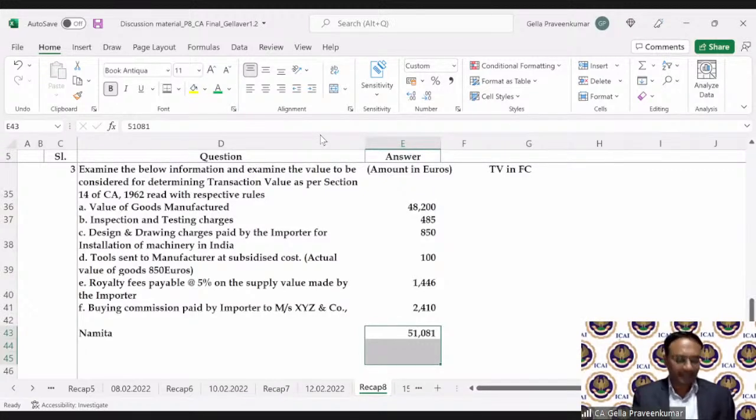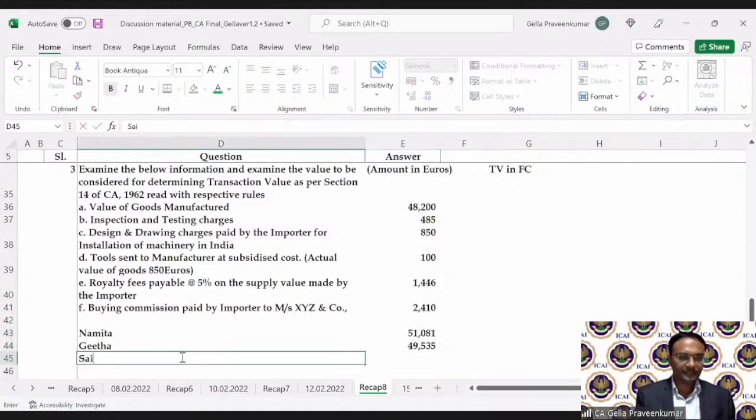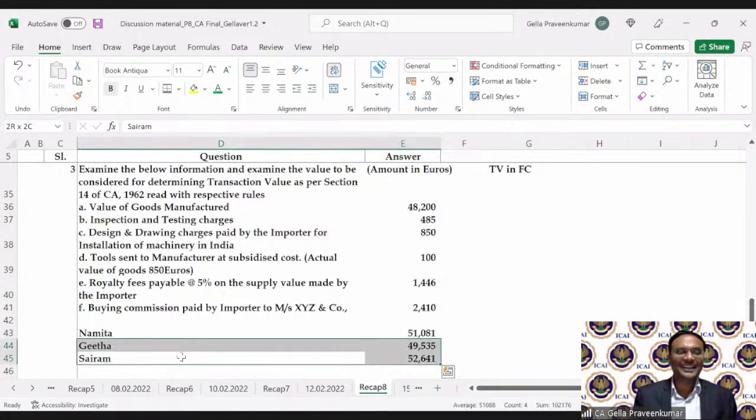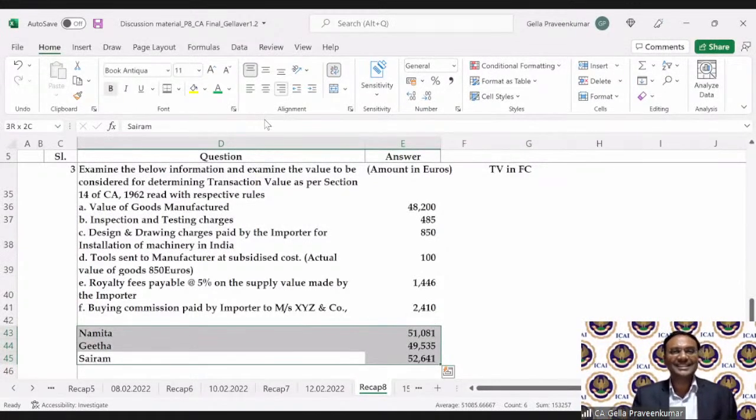Good. I could see Sairam also gave one more answer: 52641. Now, see your answers. Three people have three different answers. I don't know how many of you could compare your answers and do sort of brainstorming. In examinations, this is what we actually come across when we look at your answer sheets.